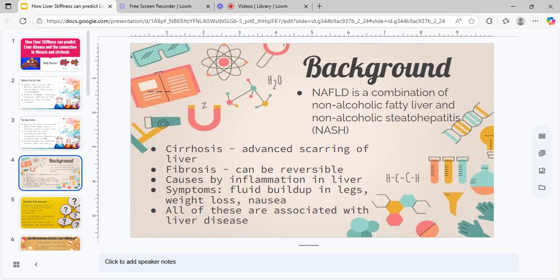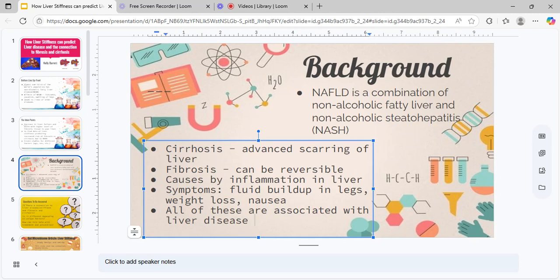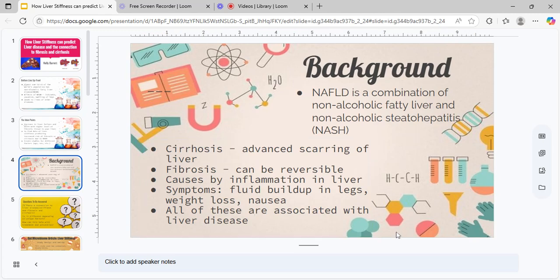Some symptoms that you can see are fluid buildup in the legs or stomach, weight loss, appetite loss, difficulty thinking clearly, very similar to cirrhosis, jaundice, nausea, unexplained weight loss, like I said before, and weakness. It's also severe enough that you would think you are sick. All of these are related to liver disease. And as the study is going to show, there are going to be lots of connections between cirrhosis and fibrosis with liver disease.